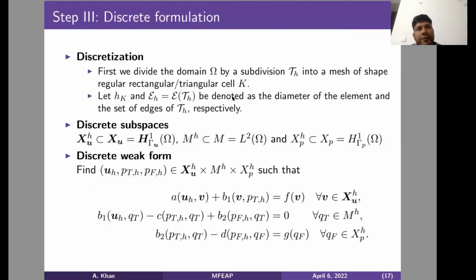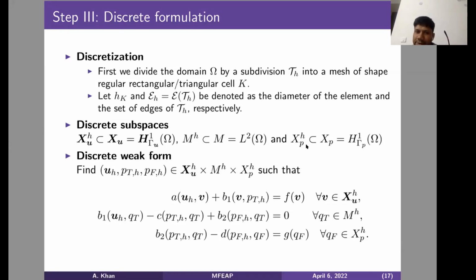Then we will move to define the discrete spaces. We are only talking about the conforming finite element spaces here, and we are not talking about any non-conforming and discontinuous Galerkin types. So we'll divide our domain into a subdivision T_h, where we are taking regular rectangular or triangular cells K, and then we define the mesh size h_K, and then we define the set of edges E_h. Because we are using conforming mixed finite element spaces, we'll just choose X_hU, which is nothing but a subset of X_U, and we'll choose a suitable M_h, which is also a subset of L2, and a suitable X_hP.